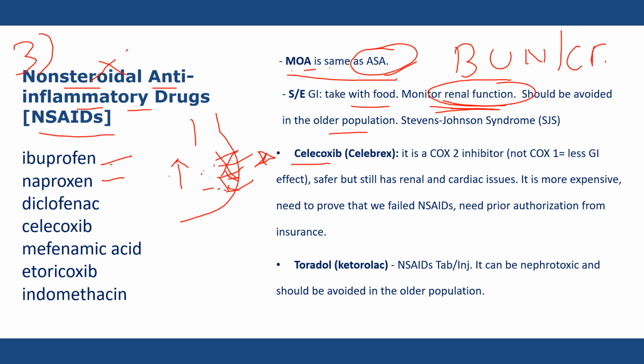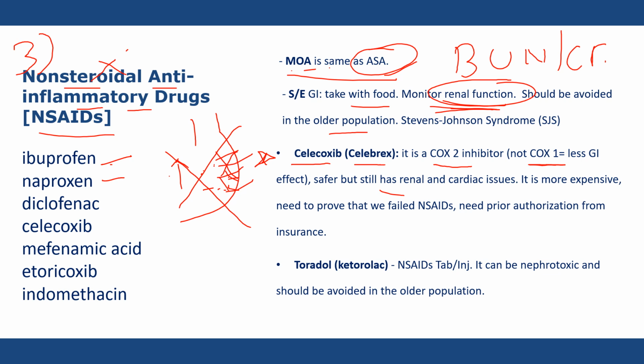Okay, another interesting drug is celecoxib, or Celebrex is the brand name. Celebrex is a COX-2 inhibitor. So that tells you that if it doesn't have an effect on COX-1, then you're not going to see any GI effect. So for patients who have either stomach ulcer or high risk of bleeding, perhaps we can consider Celebrex. It is more expensive, but it carries the same risk for renal and some cardiac issues as well.